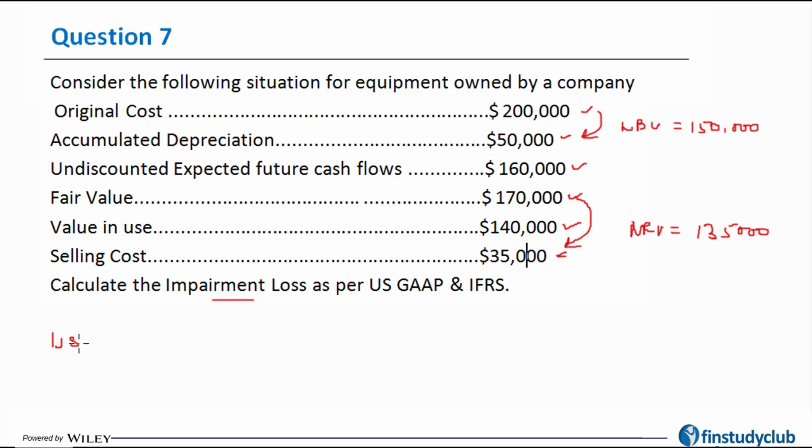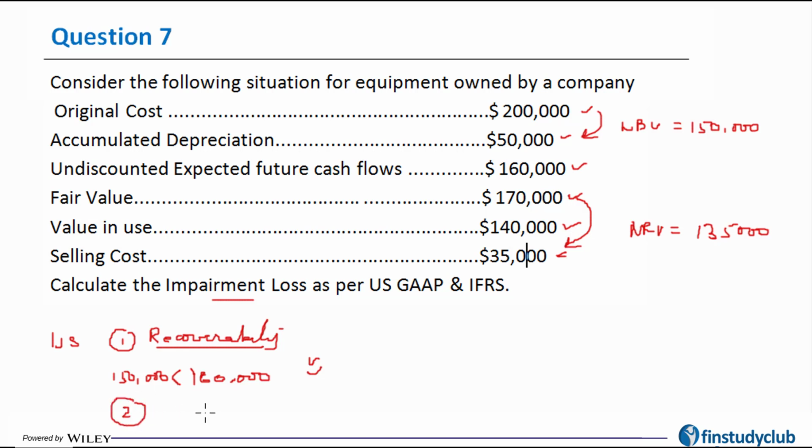Now, as per US GAAP, there are two steps of impairment loss. First is just the recoverability test, in which I need to compare the undiscounted cash flows with the net book value. If net book value is less than the undiscounted cash flows, then obviously the recoverability test has been passed. Therefore, there is no need to go to the second step, and you will have to avoid calculating the impairment loss. There is no need to calculate any impairment loss as such.